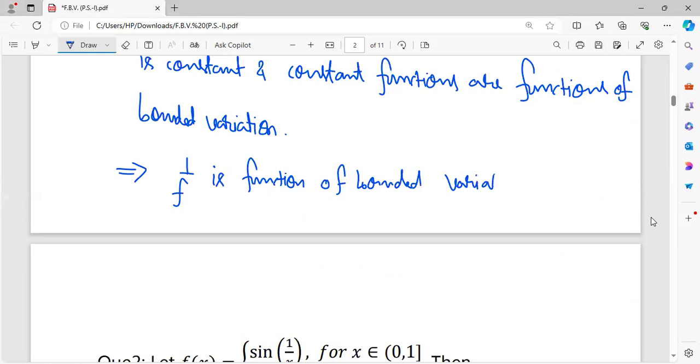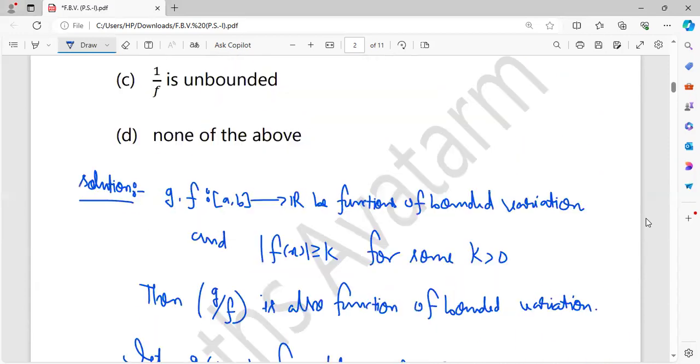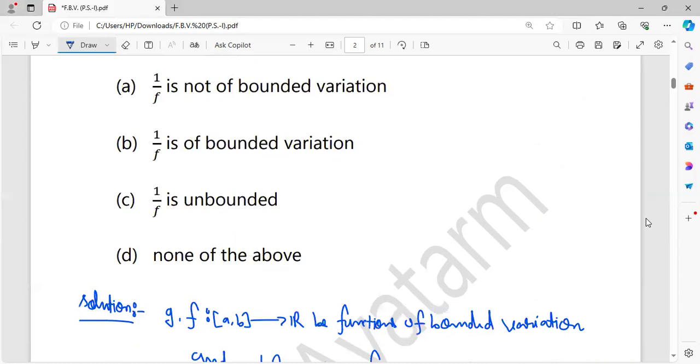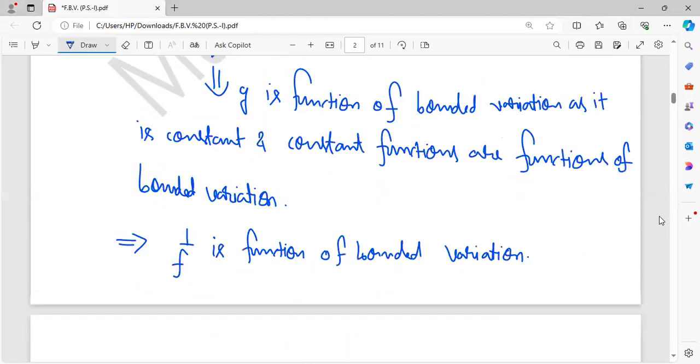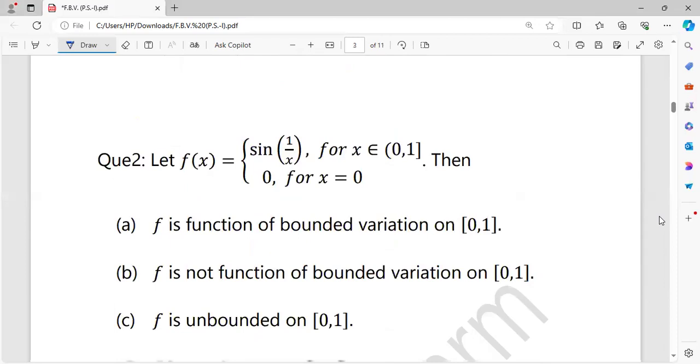Okay. Bounded variation. So which option is correct? First option is not correct because it is a function of bounded variation. Second option is correct. Third, 1/f is unbounded, is not correct, because once a function is of bounded variation, it is always a bounded function. So D is also not correct. So option B is correct only. So let's see another question.